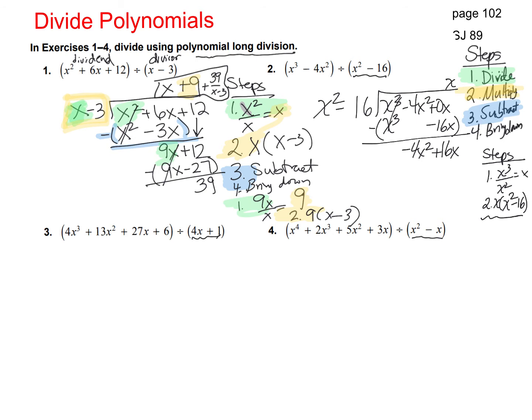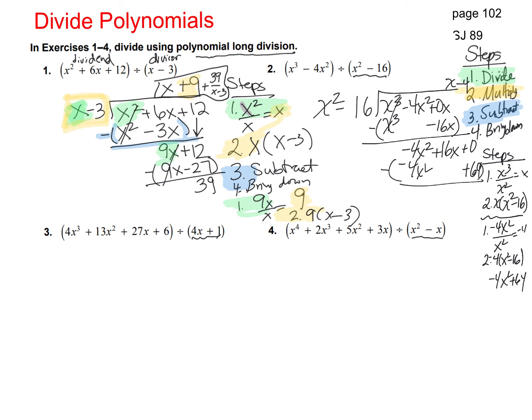Step 1, divide negative 4x squared by x squared. And that would be negative 4. Multiply the answer we just got of negative 4 by the divisor, negative 4x squared plus 64. Subtract negative 4x squared plus 64. There's nothing out there on the end. You can put plus 0 if you want.